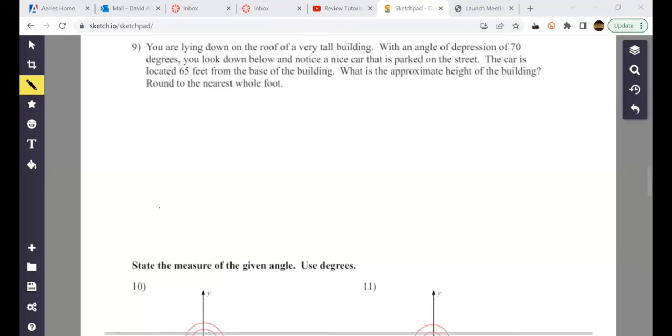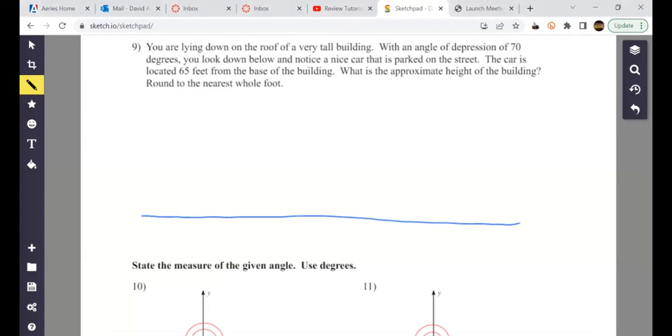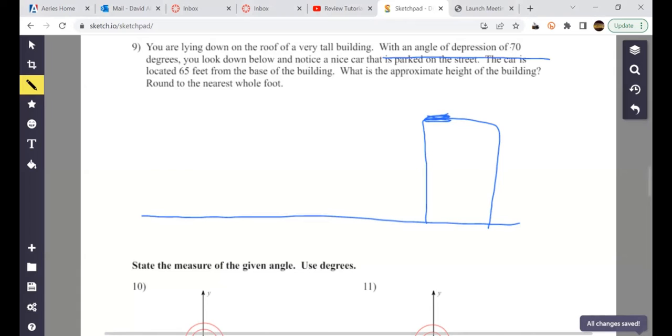On number 9, let's draw the ground, and then we have a tall building, and you're sort of resting on top of the building. It says with an angle of depression of 70 degrees, you look down and notice a car. So let's say a car is down here. And your eyes would go like that. But because this is such a nice car, your eyes actually point this way.